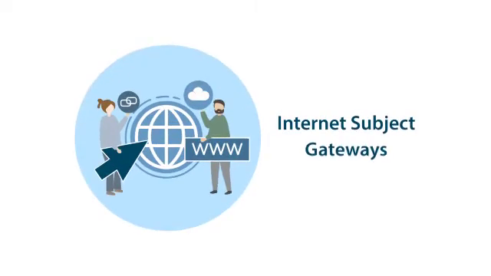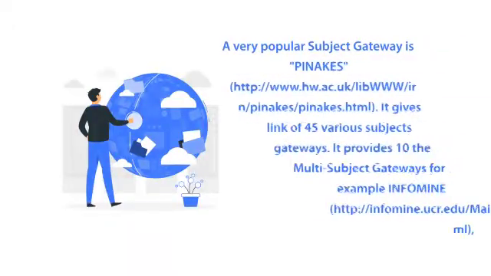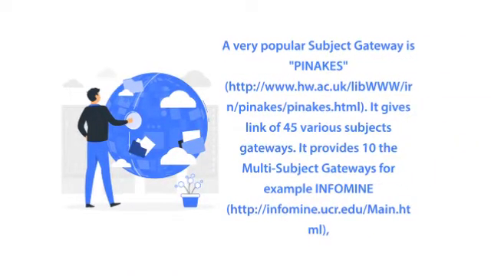Internet subject gateways are subject-based information gateways or subject entrances. For example, on a particular topic, you compile together all the very important resources, put together all the information in a logical way, and then provide it to the concerned customers. These are different kinds of subject guides. Subject gateways are basically a kind of gateway for customized users to access their relevant resources. Some of the examples are subject guides like Pinakes.